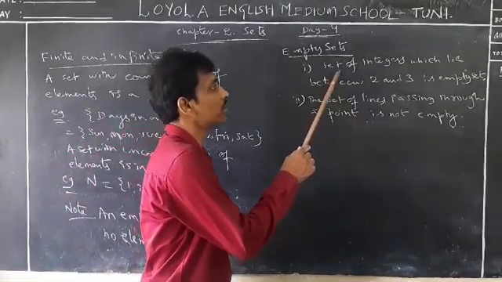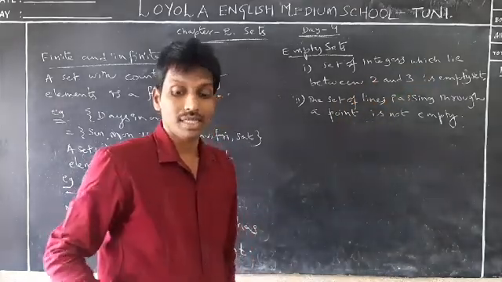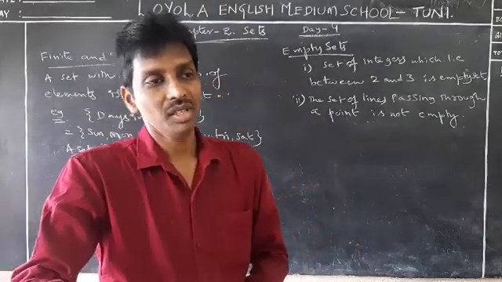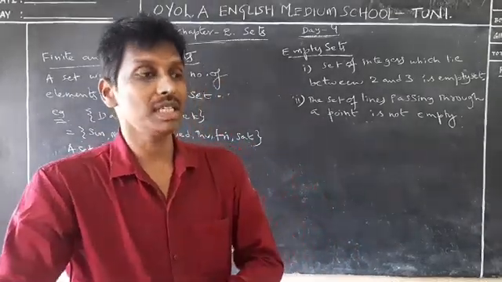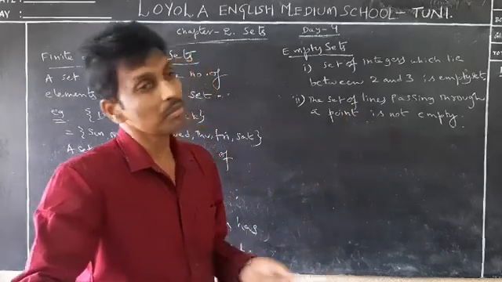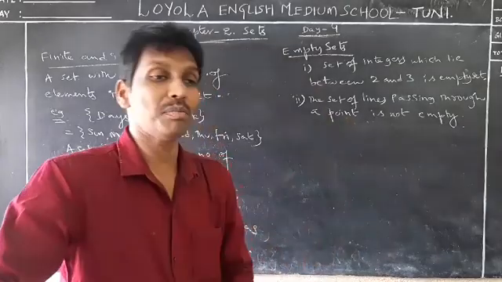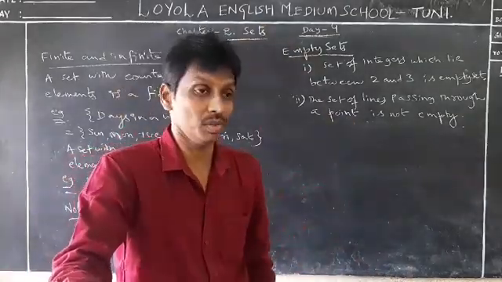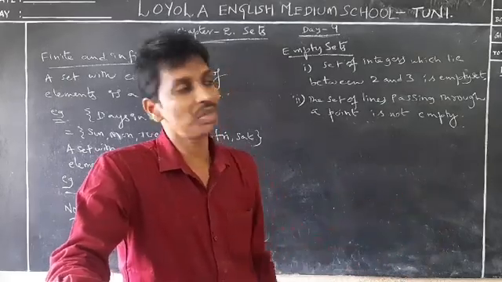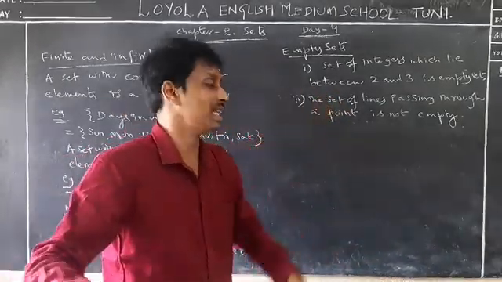Here you see one example. The set of integers which lie between 2 and 3 is an empty set. Someone is saying there is a set. In that set, what elements are present? The elements are present in between 2 and 3, but they are integers. In between 2 and 3, infinite rational numbers are possible. But integers, how many integers are possible? No integer is possible. That's why this is the example for an empty set.